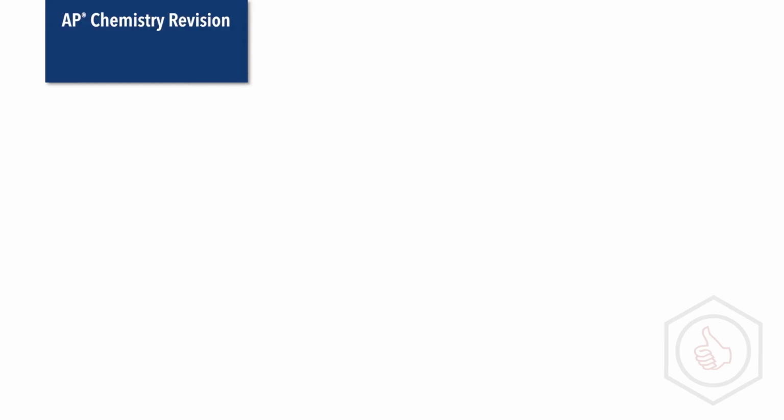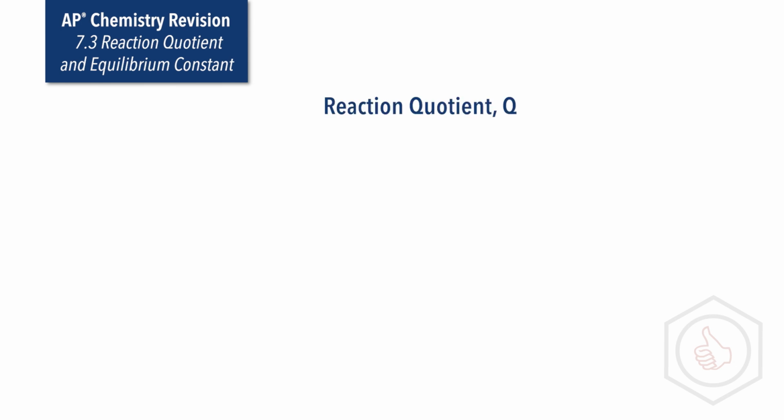Hello, so this is a revision video for AP Chemistry 7.3, Reaction Quotient and Equilibrium Constant. The reaction quotient Q is a snapshot of a reaction's progress. It is calculated by using concentration values of everything in a reaction mixture at a specific point in time.